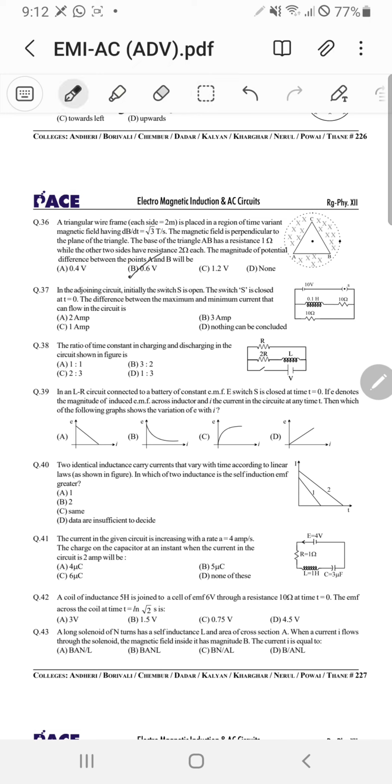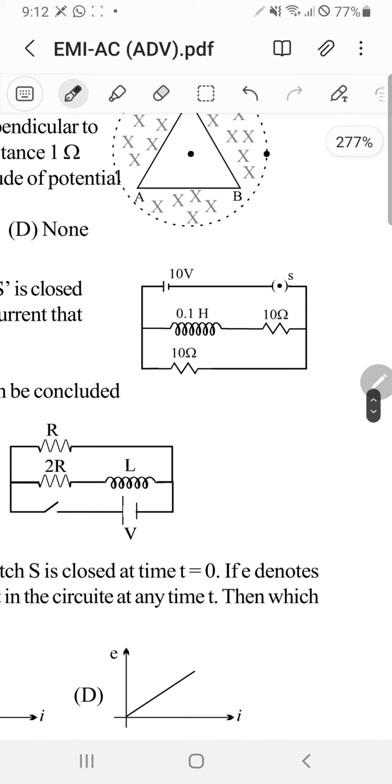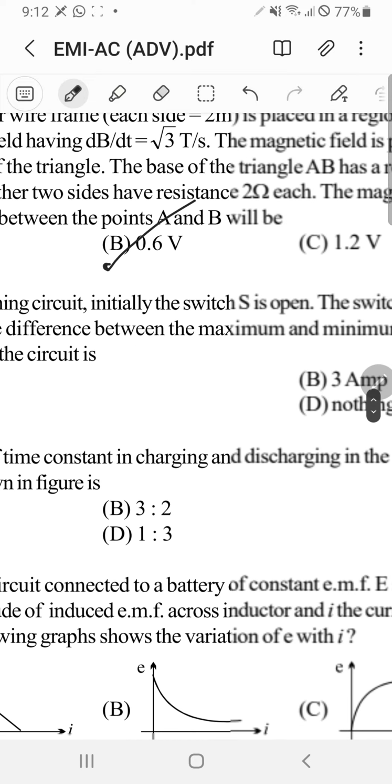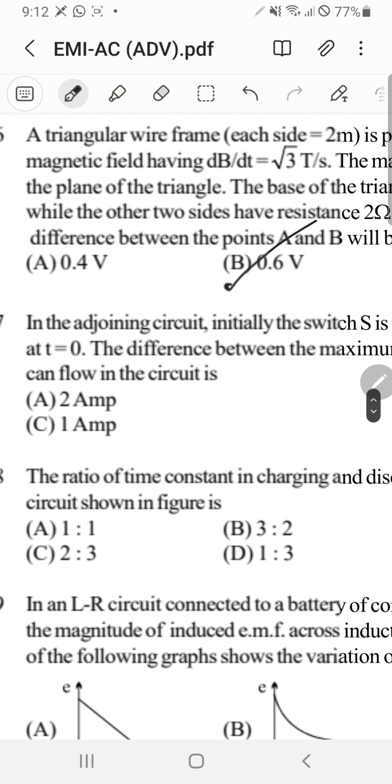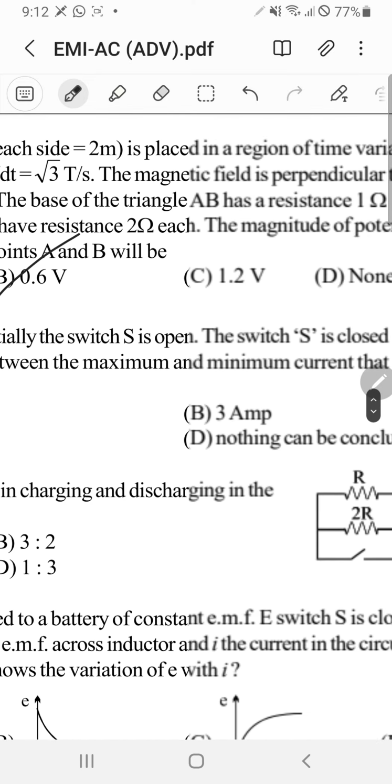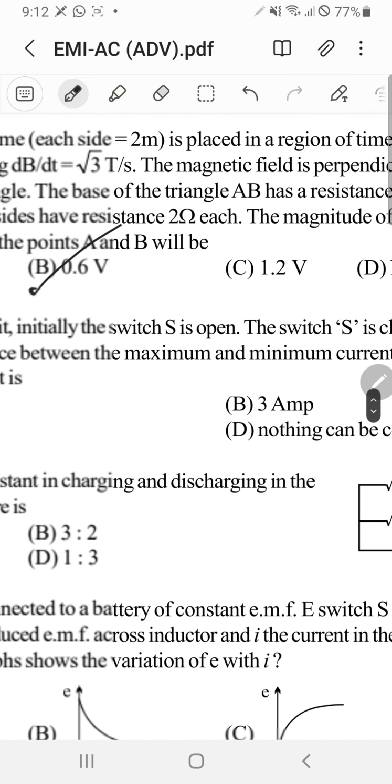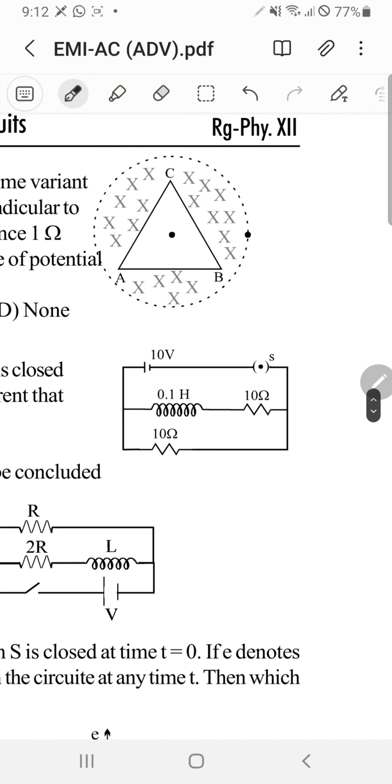Okay, in the adjoining circuit, initially the switch S is open. The switch S is closed at t equal to 0. Find the difference between the maximum and minimum current that can flow in the circuit. Maximum and minimum current that can flow in the circuit.